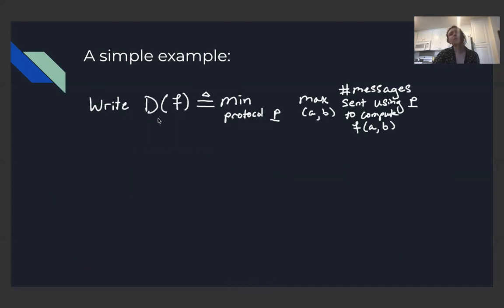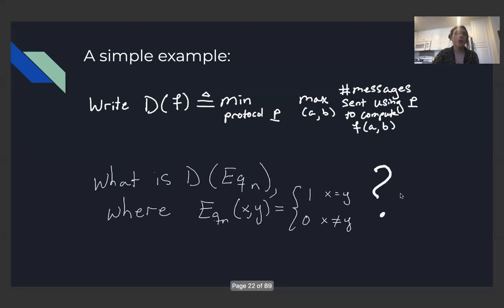As a simple example, let's write D(f), D for deterministic, to be the minimum over all protocols P, where a protocol is the way that Alice and Bob could agree to share messages, of the max over all possible inputs of the messages that are sent using P to compute f(a, b). So this is, for any particular way they could agree to collaborate on the problem, what is the least number of bits that we need in order to correctly compute f? And ignore the fact that there are 3 fonts on this slide. That gets fixed in the future.